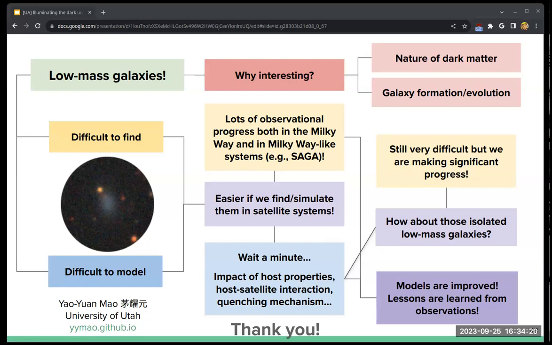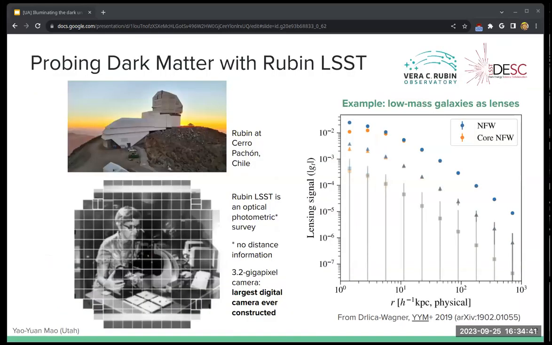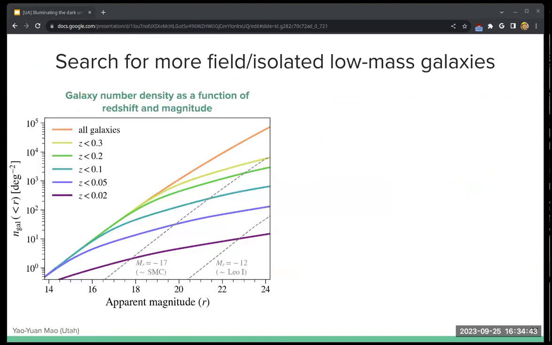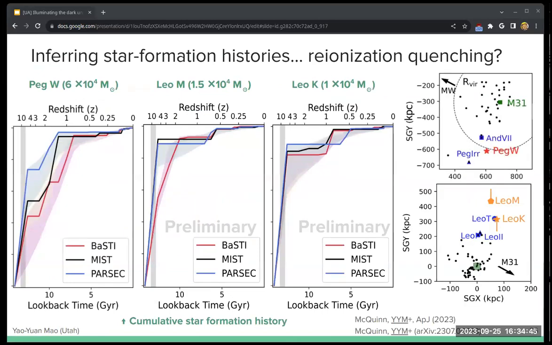Okay. Thanks for a great talk. I was just wondering, when you were showing the star formation histories of a few very low mass galaxies, how confident are we about whether the host halos of these galaxies already existed at the reionization era? You mean in this case, the three? Yes, for those Leo galaxies, for example.